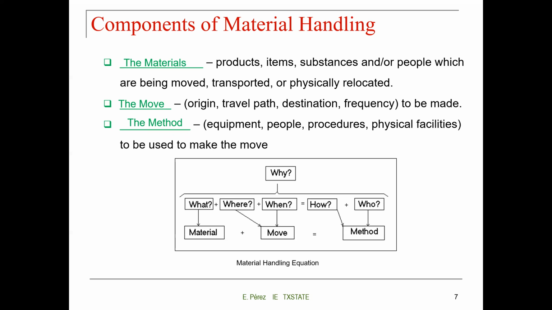So in this diagram, at the bottom, we have the material handling equation that involves what, where, and when, which is going to be equal to how and who, which is the method. As you can see here, where and when includes the move. So the material plus the move equals the method. So we are going to be looking at this piece of material and move in order to achieve our goals.